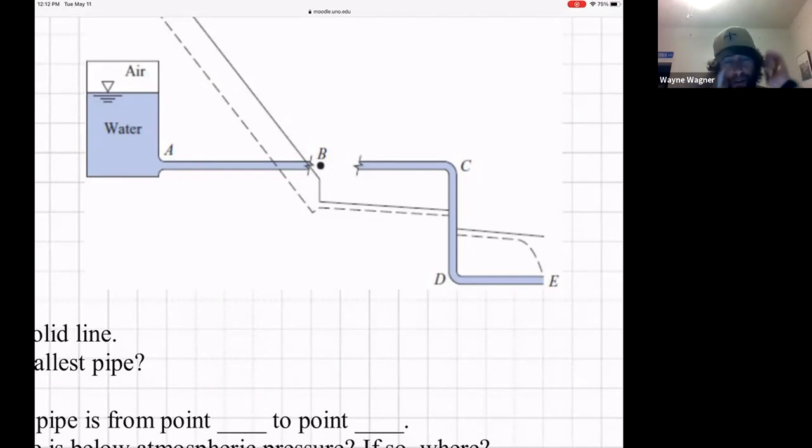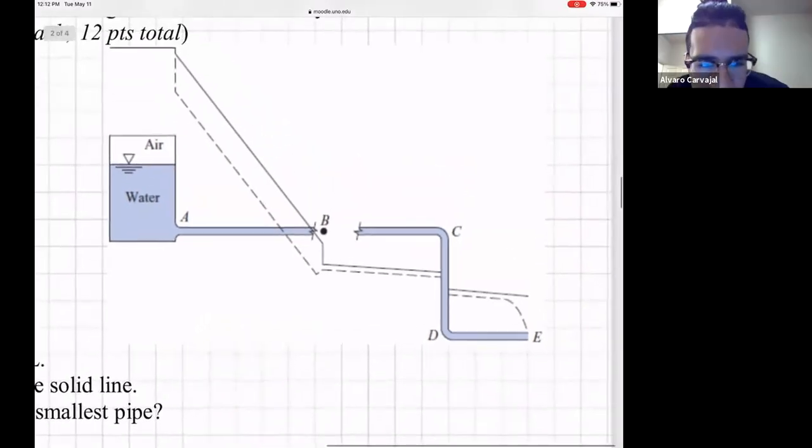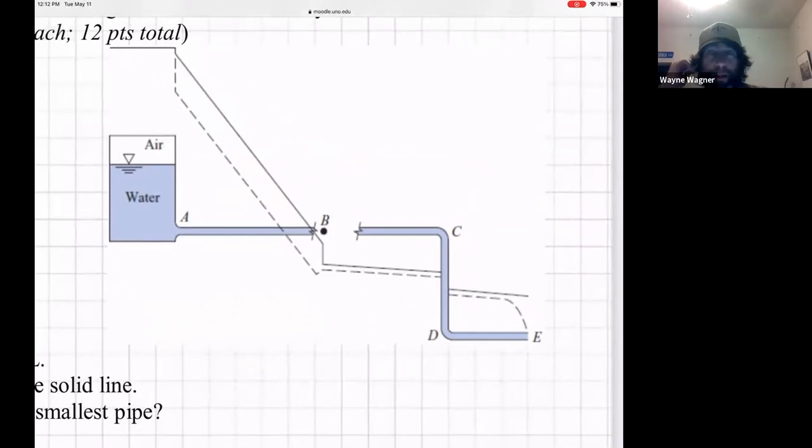Okay. So let's suppose I wanted the pressure at A. We have three quantities: P on gamma, Z, and V squared on 2G. Z is just going to be from the datum to A. P on gamma is going to be from A to the dotted line, so you can see that P on gamma at A is positive and fairly large. And V squared on 2G goes from the dotted line to the solid line.